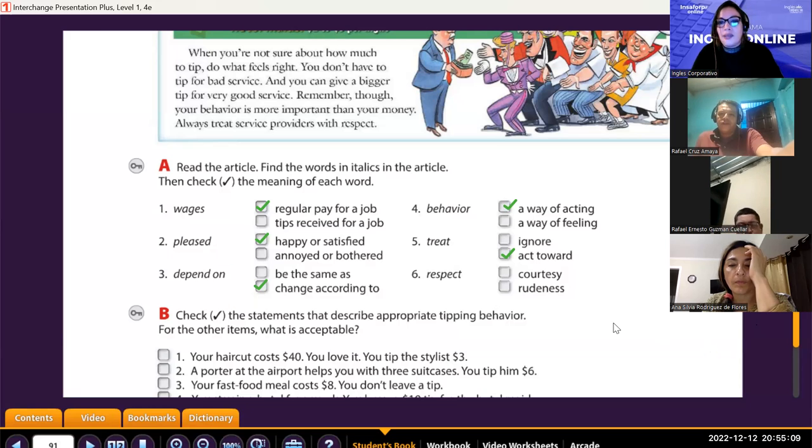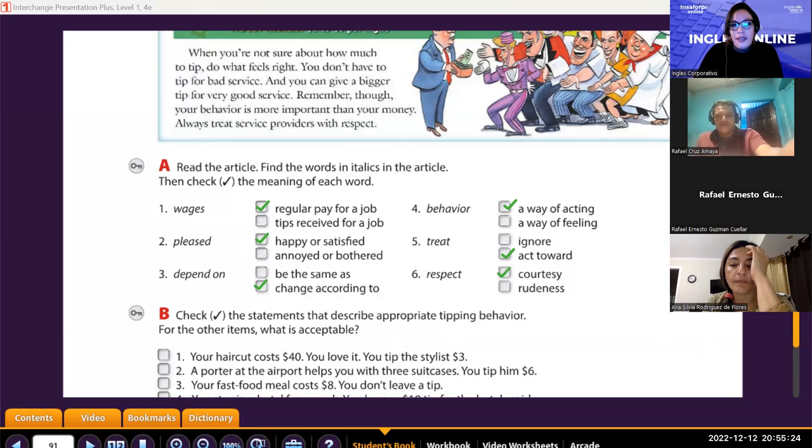Okay, and the last one, respect, is it courtesy or rudeness? Courtesy. Yes, that is correct. That should be courtesy, the definition for that one.